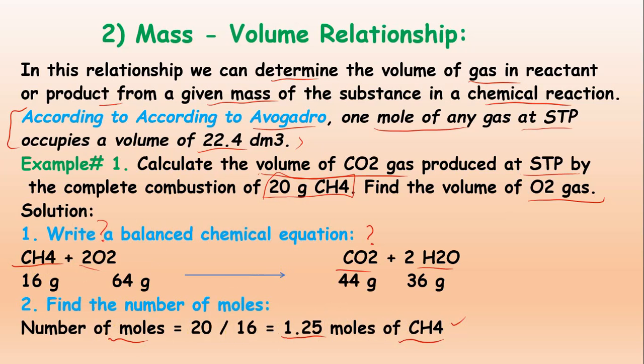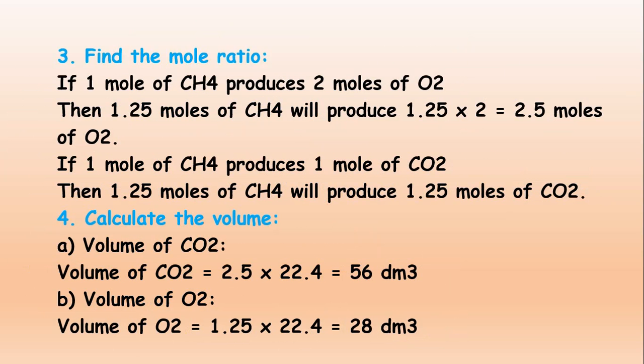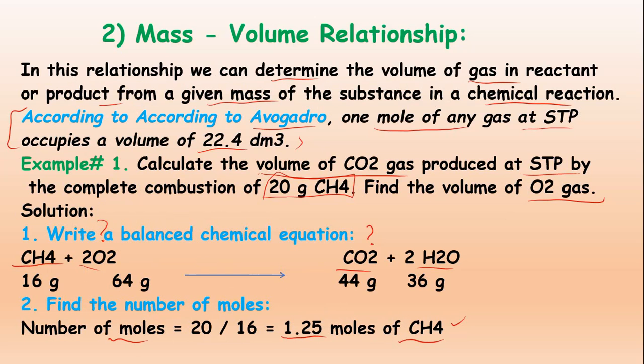Now we will move towards step number 3, that is the mole ratio. Look at the mole ratio in the equation. Here is 1 ratio of the methane, 2 ratio of the oxygen and 1 ratio of carbon dioxide, and there is 2 ratio of the water vapors. So 1 is of the methane, 2 of the oxygen and 1 of the CO2.